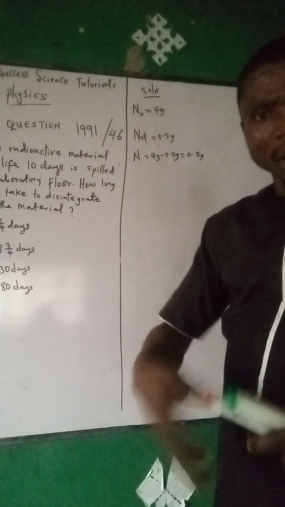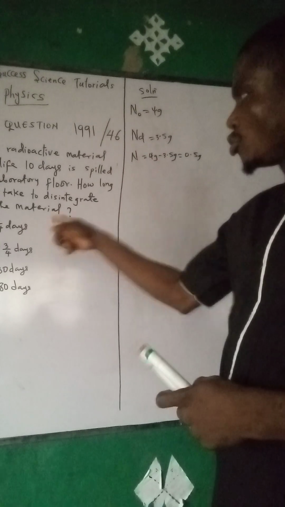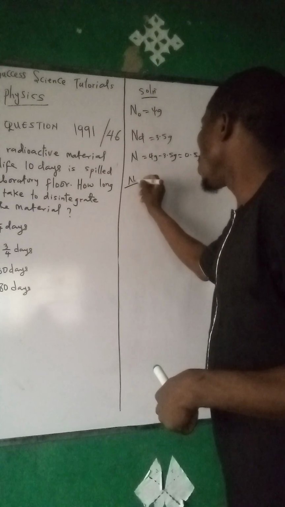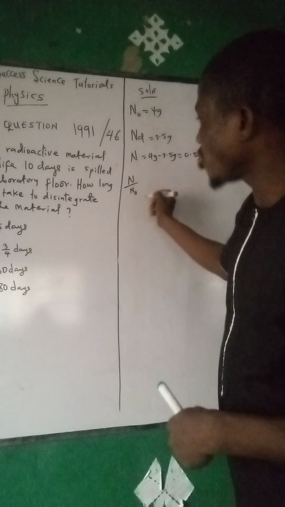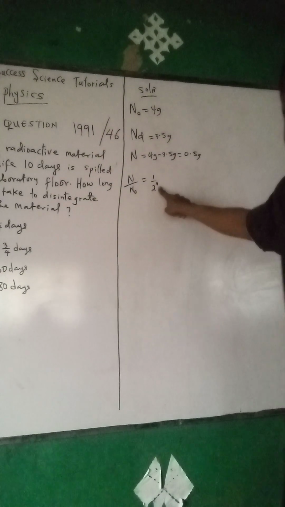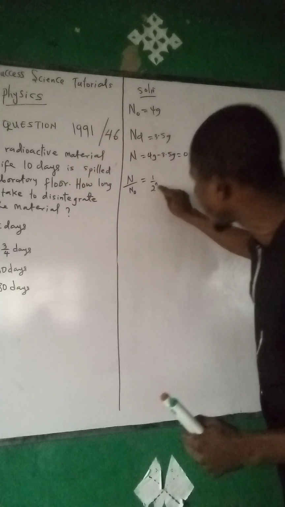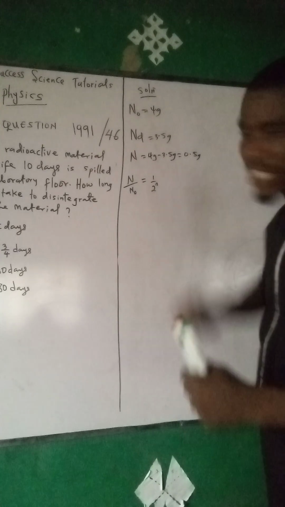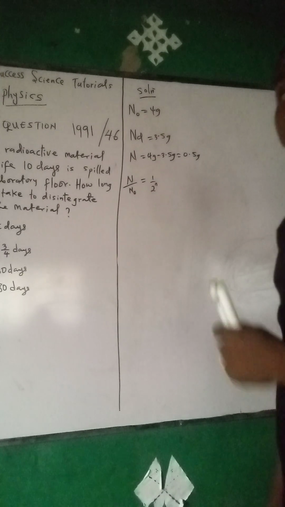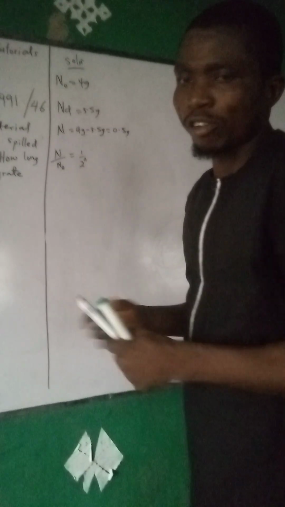Then the fraction of the amount remaining is what I want to get now, so that it will help me to do the work. So the fraction of amount remaining is given by N over N naught equal to 1 over 2 power n, where n is the number of half-lives. My target here is to get this small n, and I will solve it using a particular equation under this topic. Now let's go. I want to substitute. Let me get my N first.